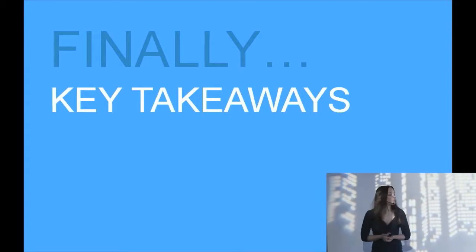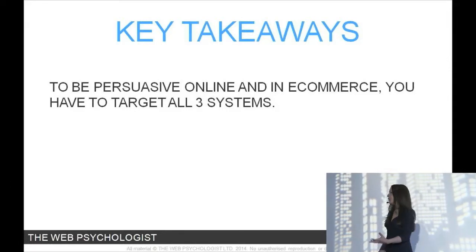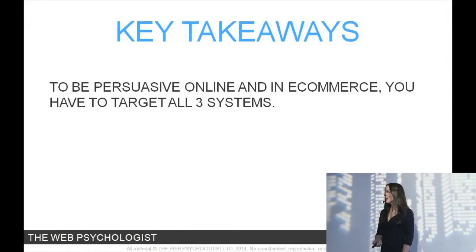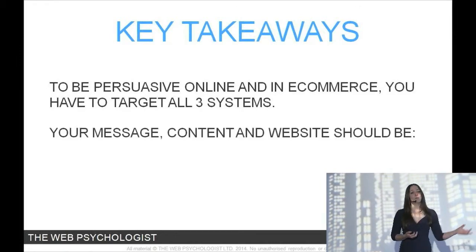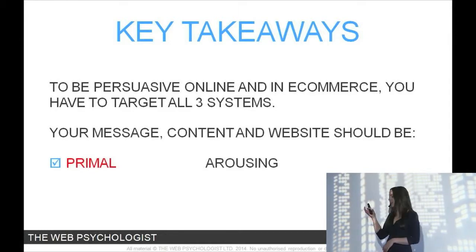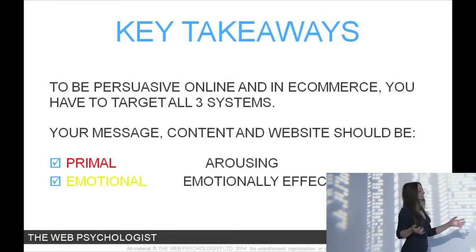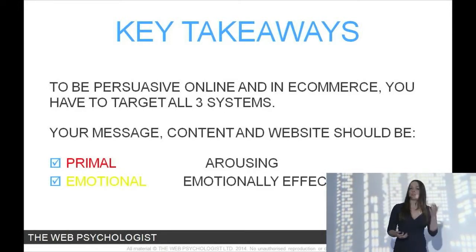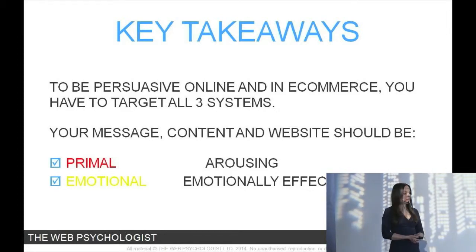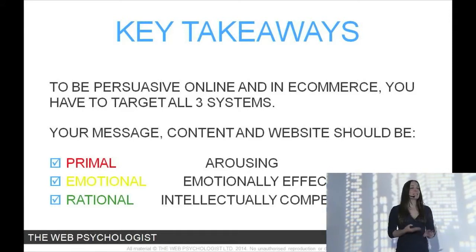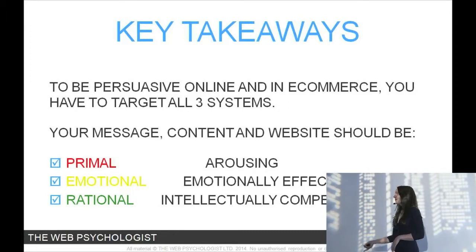But here's the key takeaway: if you want to be persuasive online and in e-commerce and in communities and in anything that you might think to do, you have to target all three systems. So you have to make sure that all your messaging and your content and your website is targeting the primal system, so it's arousing. Remember, that's things like sex and food and emotion. You then have the emotional system, so making sure that it's emotionally effective and engaging, stories, faces, creating a wider positive impact, telling a narrative. And finally, the rational system, making it intellectually compelling so that people can post-rationalize the decisions that they've already made at a primal and emotional level.